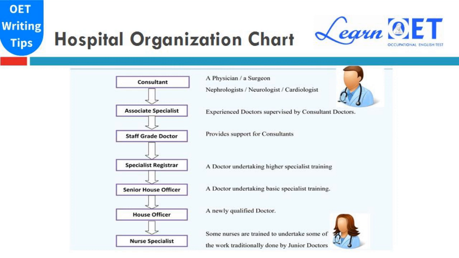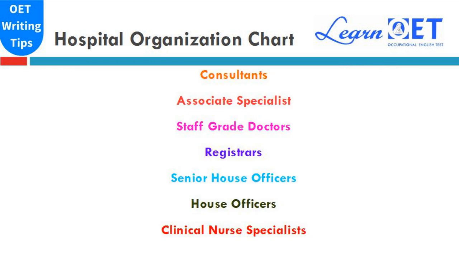So in the organization chart of a hospital, on the diagnostic side, the top position is a consultant. Below the consultant, there are associate specialists. Below the associate specialist, there are staff grade doctors. Then come the specialist registrars, then senior house officers, and at last the clinical nurse specialist, or simply a nurse specialist. Nurse specialists are nurses who have undergone further training, maybe another 3 years of training, to become a nurse specialist, or sometimes they are called nurse practitioners also.